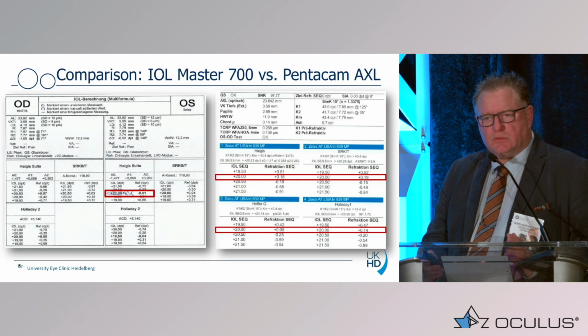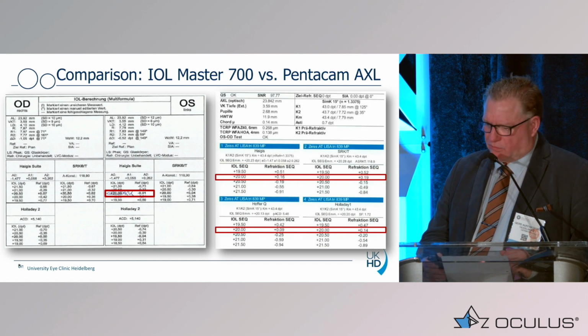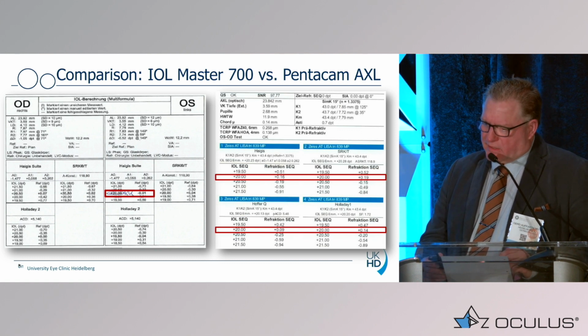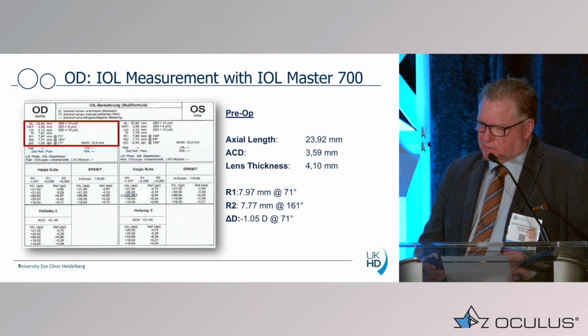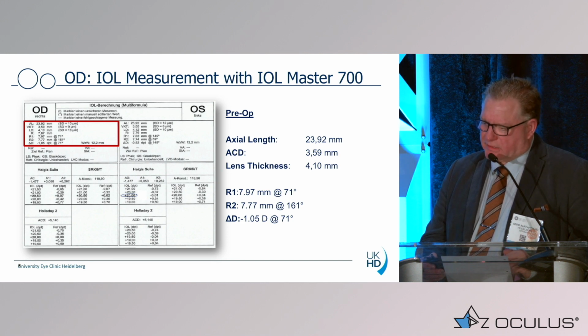Well, luckily, the patient has 2 eyes and the binocular performance. What did happen to the other eye? And here we see again the direct comparison, as I just said. The difference was half a diopter. Now let's go to the other side, the right eye. Here we have exactly the same axial length like on the other side with the Pentacam, with the IOL Master, 23.92.